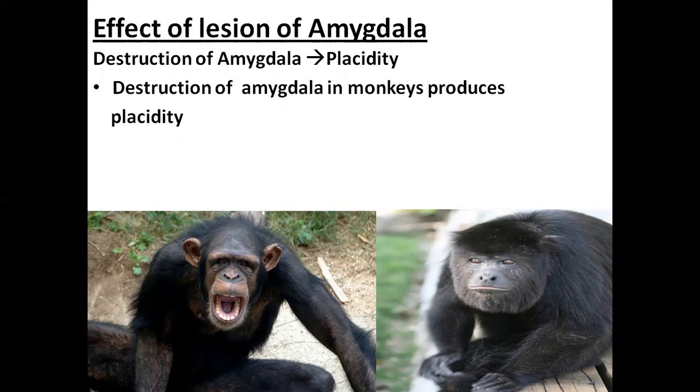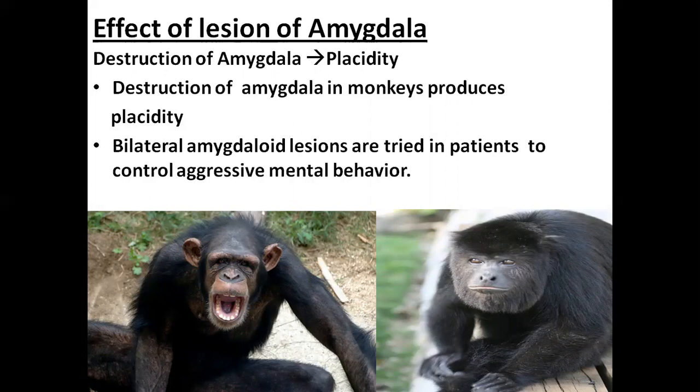Many of your mothers will be wishing for this, because you people shout sometimes at parents. So when the amygdala is destroyed, it produces placidity. The animal becomes very soft, it doesn't shout, it becomes very calm. Bilateral amygdaloid lesions are tried in patients to control aggressive mental behavior. It is done in human beings. When you go to psychiatric posting, you will be reading a lot about this. So when there is very aggressive, uncontrolled behavior, in such patients, bilateral amygdaloid lesions are tried.